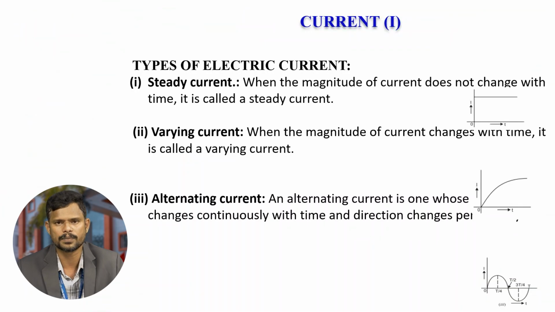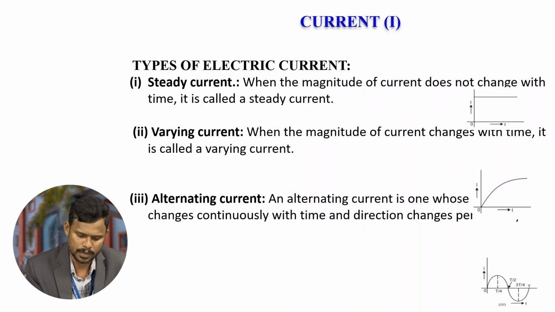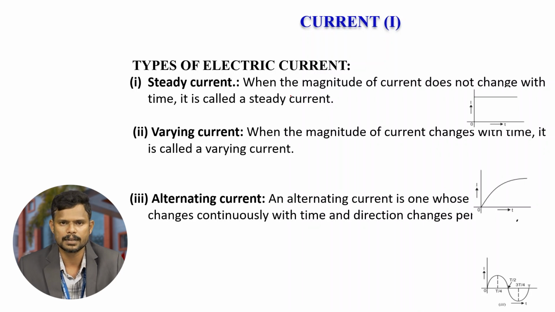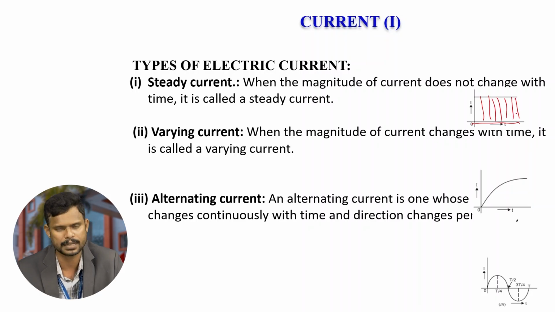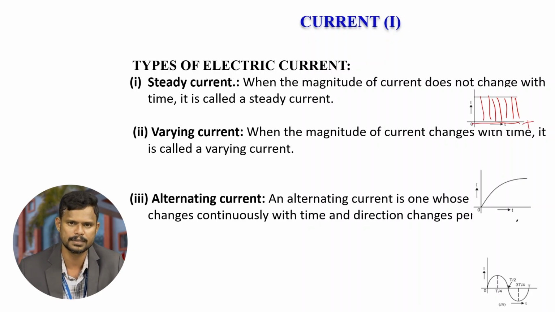So these currents are classified into 3 types: steady state current, varying current, and alternating current. Mostly we classify into AC current and DC current, and one more type is variable DC current. Steady state current: when the magnitude of the current does not change with respect to time, that type of current is called DC current. Throughout the time t, the magnitude of the current is constant. That is a DC current.